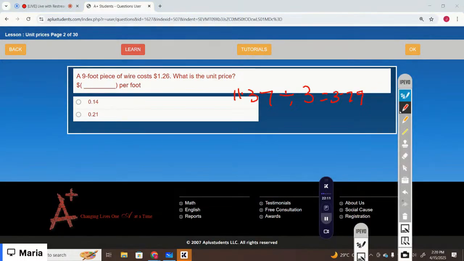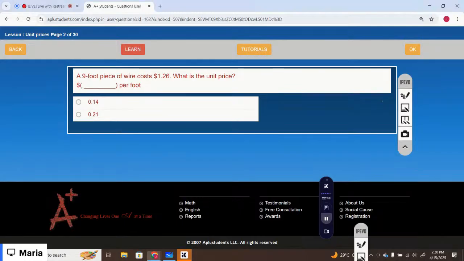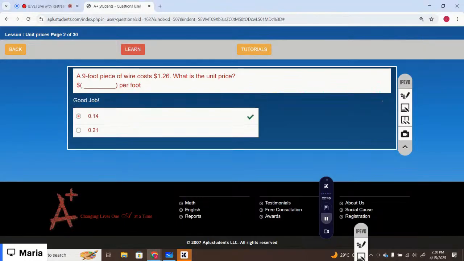So you need to calculate the unit price. That is $1.26 divided by 9. Let's just divide 1.26 divided by 9. That is $0.14. Option number one is the correct option. That is $0.14.